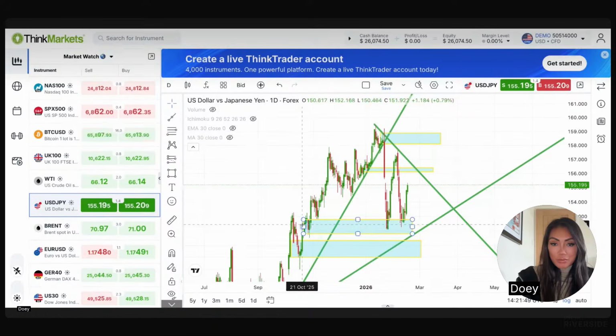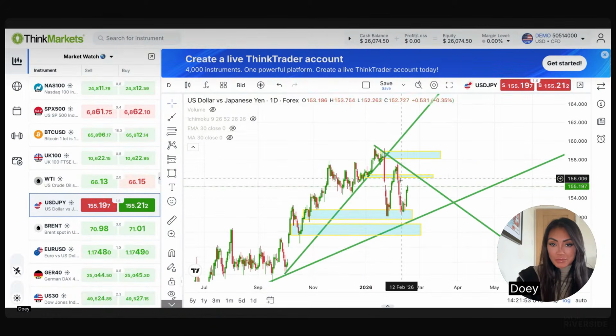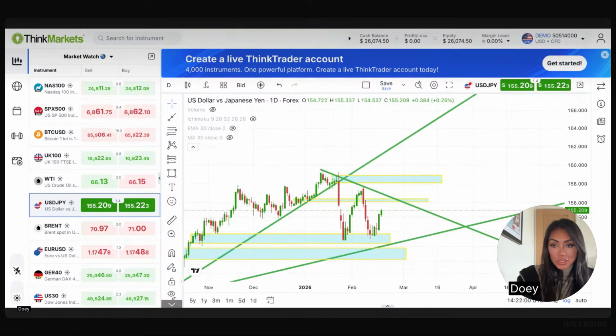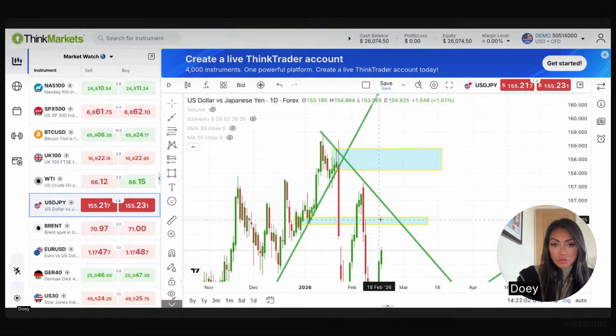You can see here we marked up these key areas on the daily. We tapped into here once, we tapped into here again. It's respecting these zones really well. Not too sure. This one's not really doing a lot.